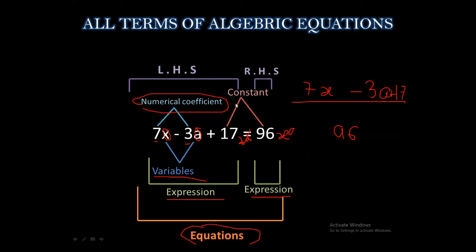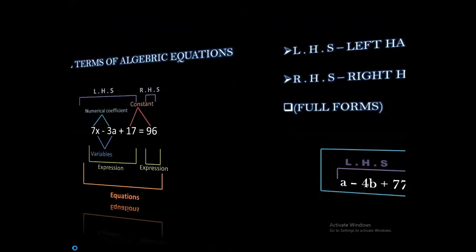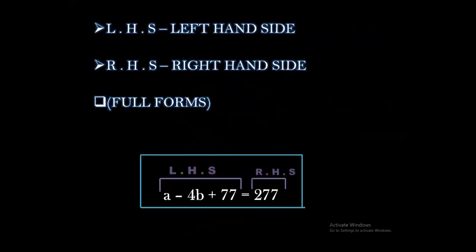This is the LHS and this is the RHS. The full form of LHS is left hand side and RHS is right hand side. Here you can see that this is the left side of the equation and this is the right side. So that's the full form of these.